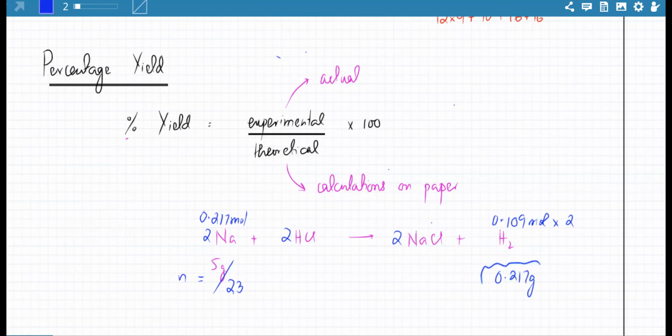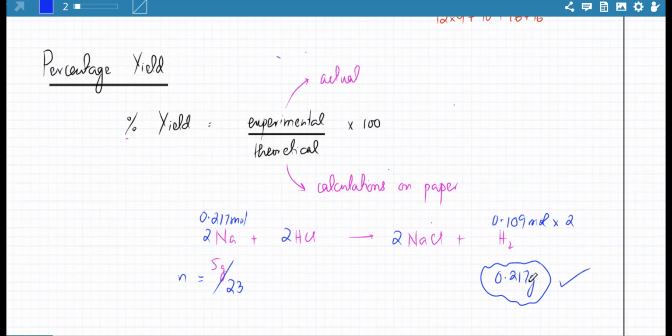Anyways, we did all this calculation. This is our result. Somebody asked me what mass of H2 gas is going to be produced, and it's 0.217. But I didn't do any reaction. This is just a hypothetical value. This is a value that I'm getting on my calculator. Reality might be very different.